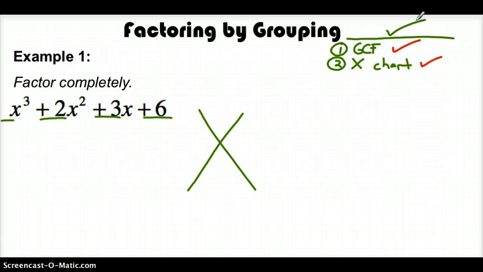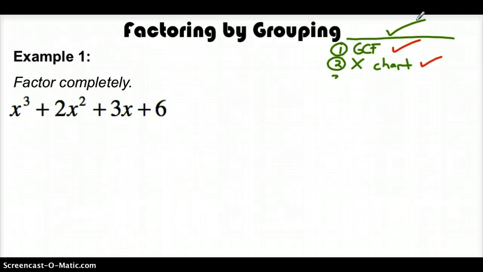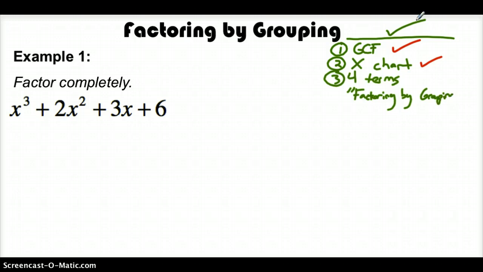The next thing we can jump to is if this is a 4-term expression. If this is 4 terms, we want to check to see if factoring by grouping is an option. You'll see why they call it factoring by grouping in just a second. Here's how this works: we're going to look at this 4-term expression as 2 separate little math problems.